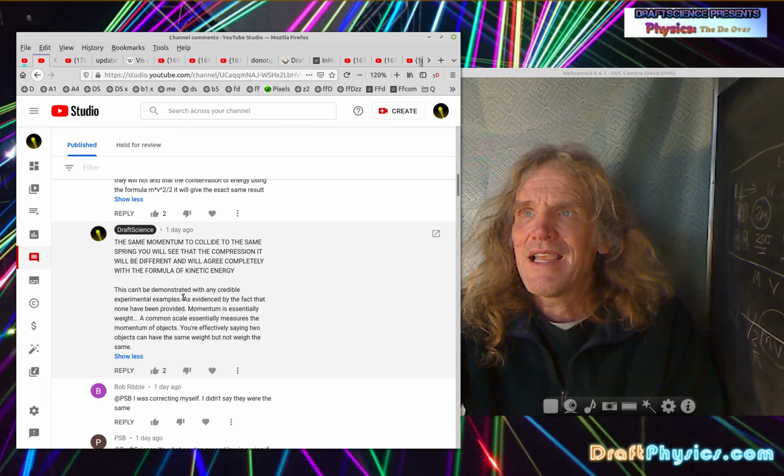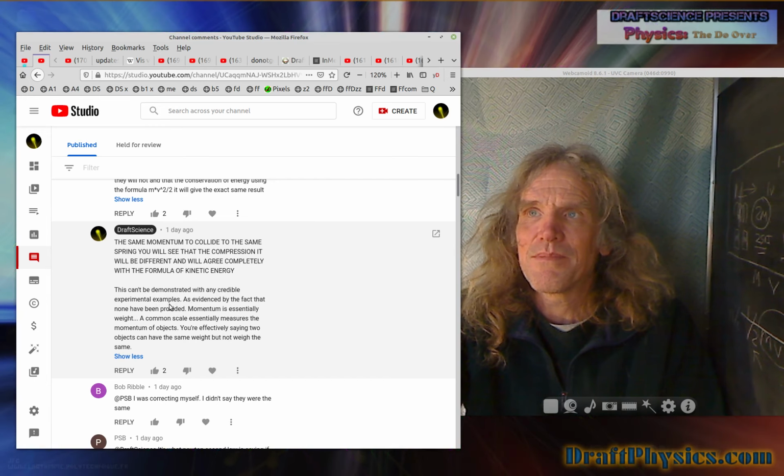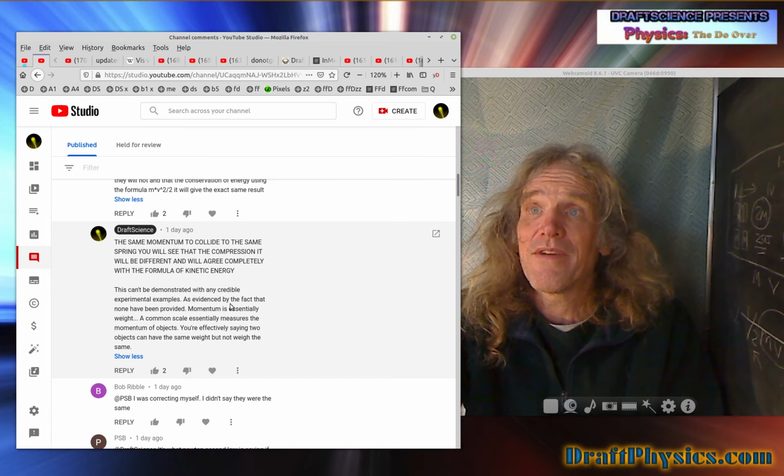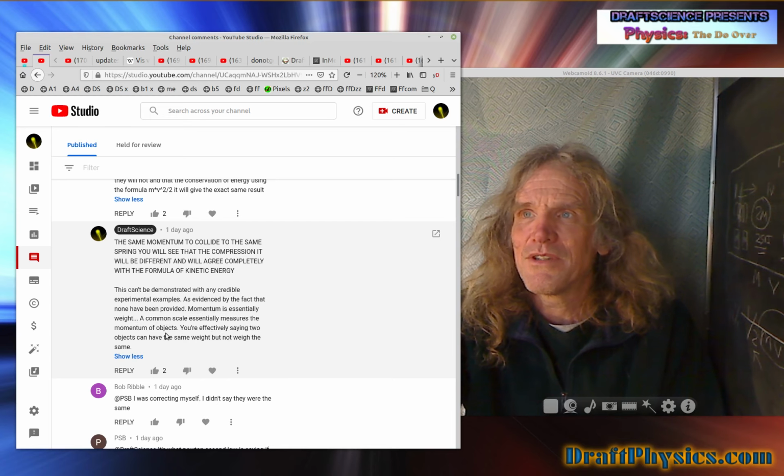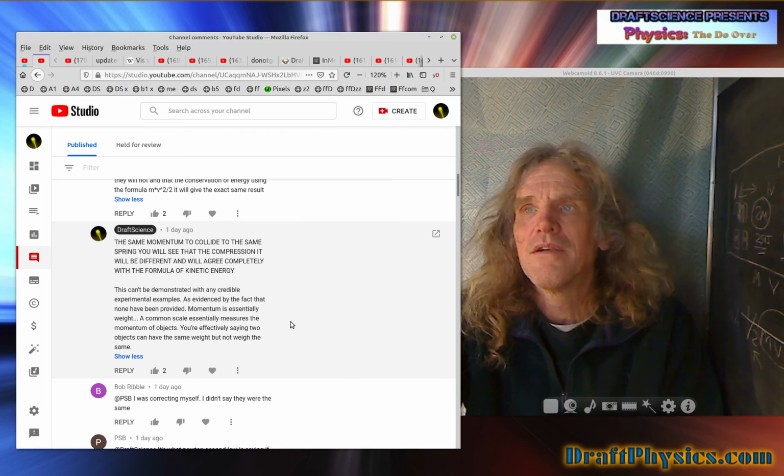So I said this can't be demonstrated with any credible experimental examples, as evidenced by the fact that none have been provided. Momentum is essentially weight. A common scale essentially measures the momentum of objects. You're effectively saying two objects can have the same weight but not weigh the same.